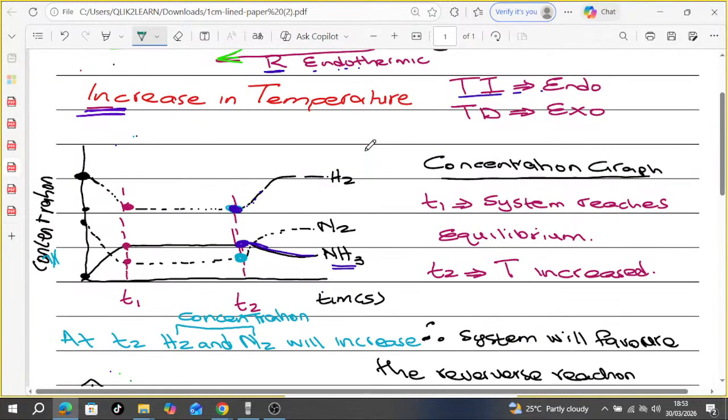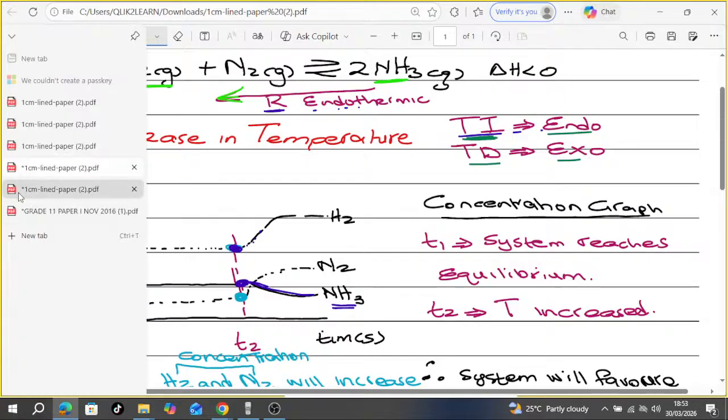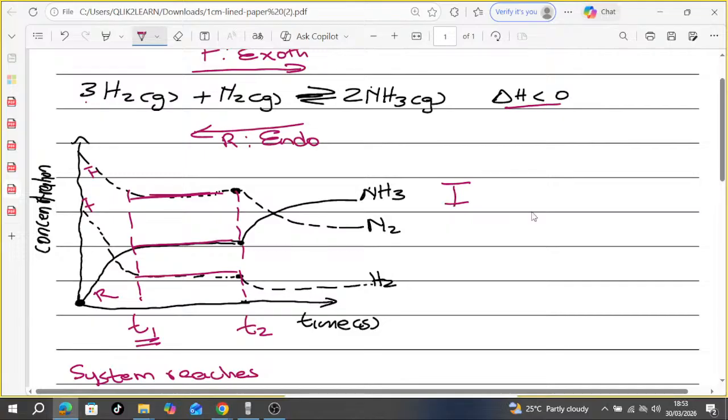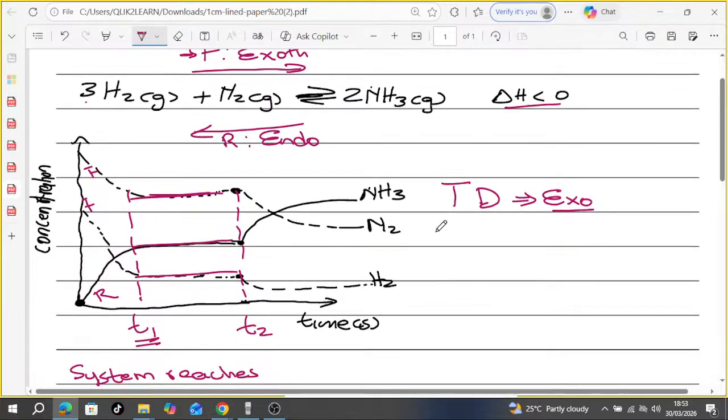Let's go back to this now. We said that an increase in temperature favors what? Endothermic. A decrease in temperature will favor exothermic. So now the temperature is decreased. We are decreasing the temperature, so this will favor exothermic. Since this favors exothermic, we can see that the exothermic is the forward reaction. So the forward reaction is favored.